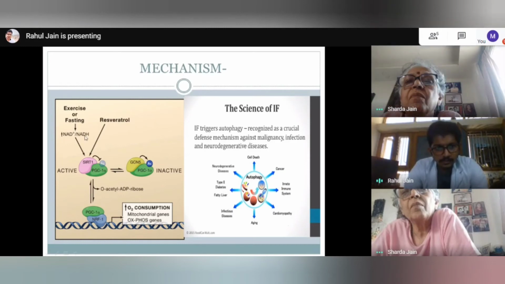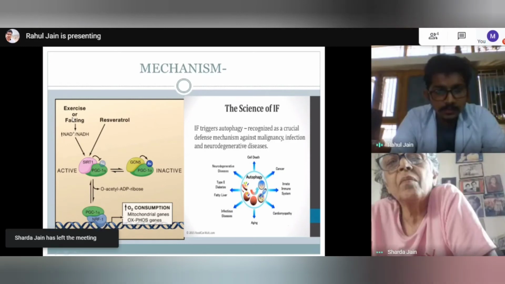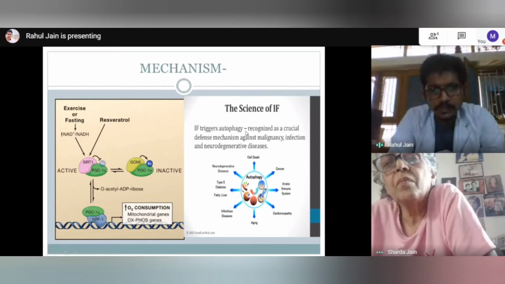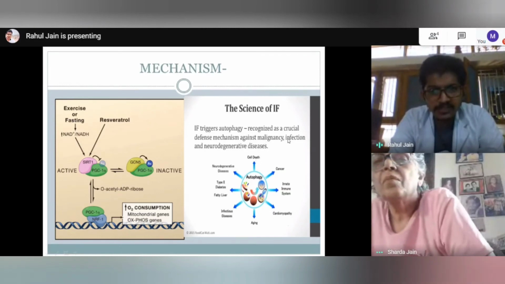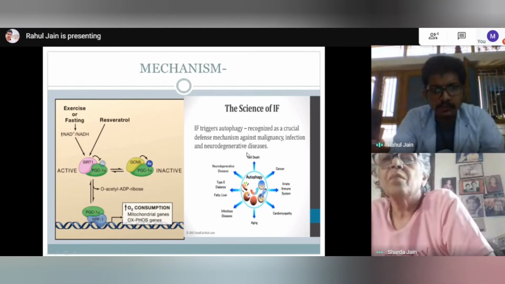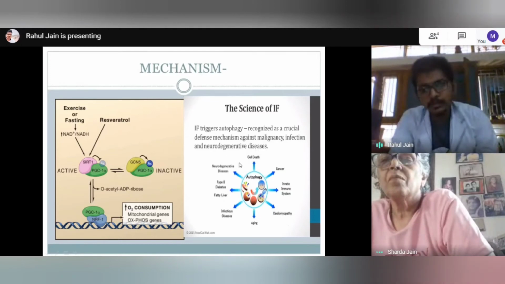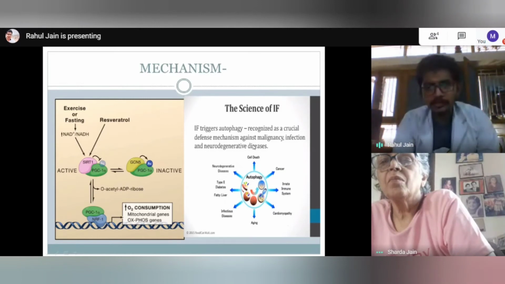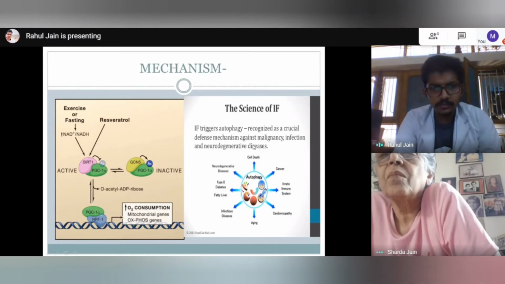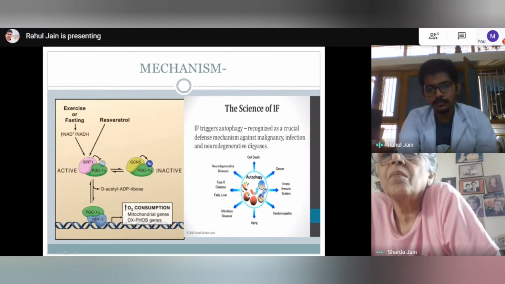So that's how it is working. So even exercise is also helping. Even fasting is also helping, and intermittent fasting also triggers autophagy. So it is protecting the person against malignancies, infection, and neurodegenerative diseases. So again, it is helping in increasing the lifespan, and obviously it is helping against all the metabolic syndrome conditions and risk factors associated with it. So intermittent fasting is very useful.